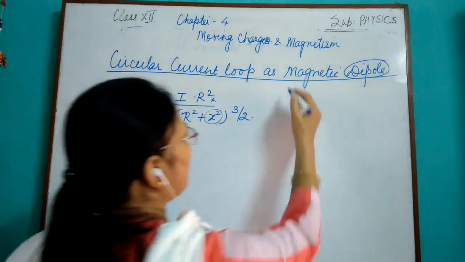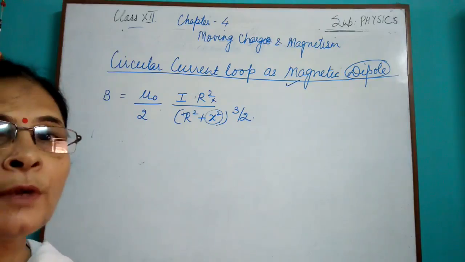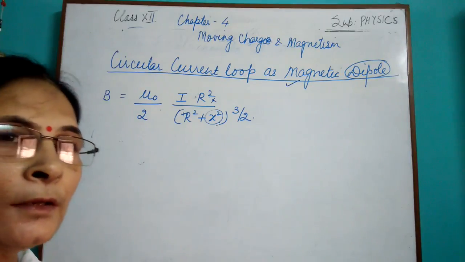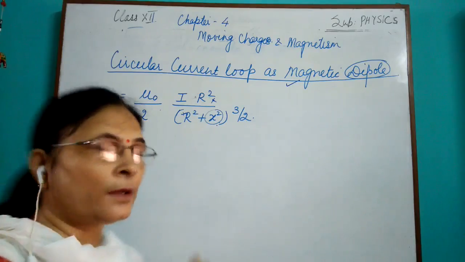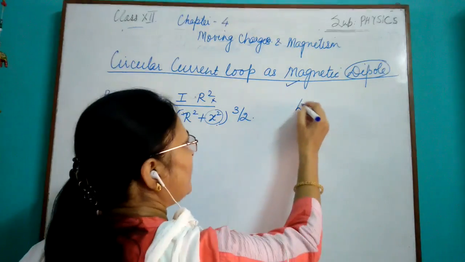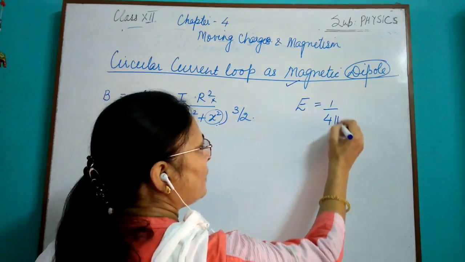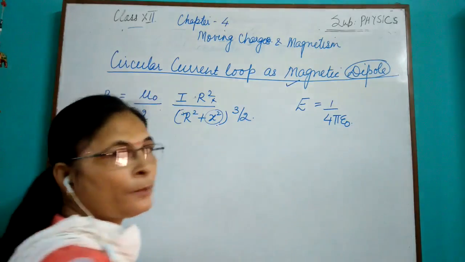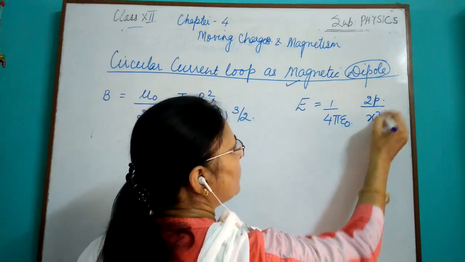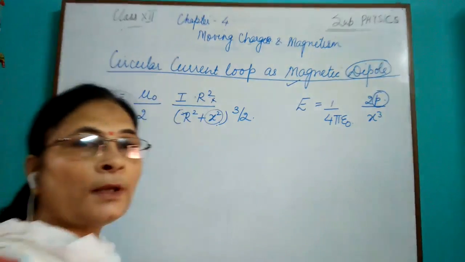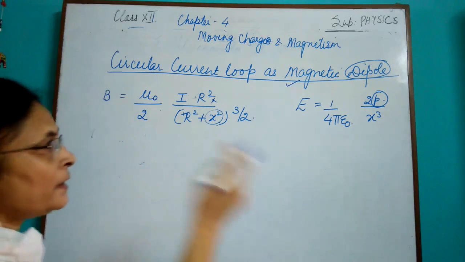You have already done about electric dipole and you have also calculated electric field due to an electric dipole at an axial as well as equatorial point. And as you remember, that electric field at an axial point due to an electric dipole came out to be 1 by 4 pi epsilon naught 2p upon x cube, where p was electric dipole moment. We'll do it in a similar manner.